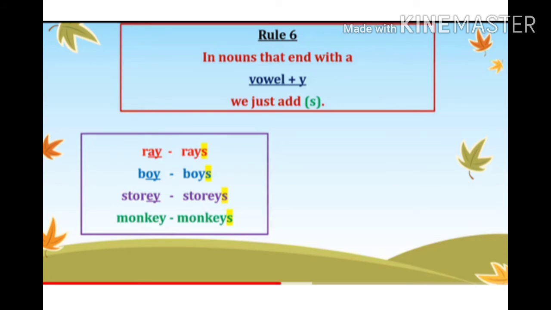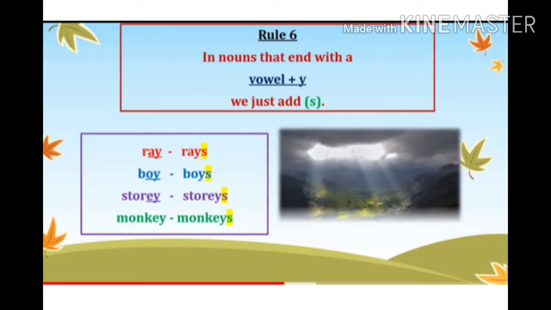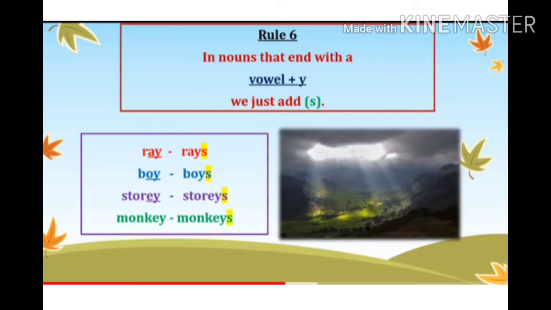It is ending with y. But just before y, we have a. And a is a vowel. That means y will not get cut. All we need to do is to write s, and see, ray word has become rays now.